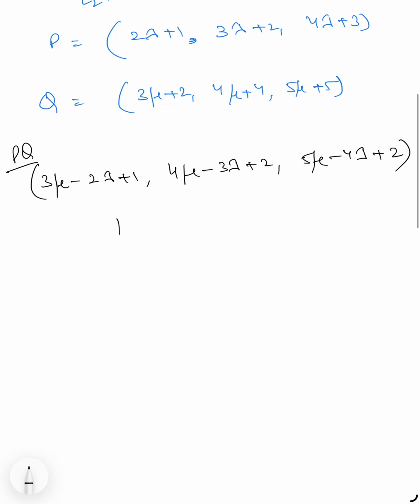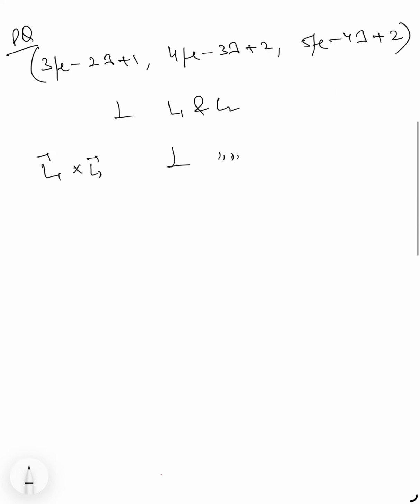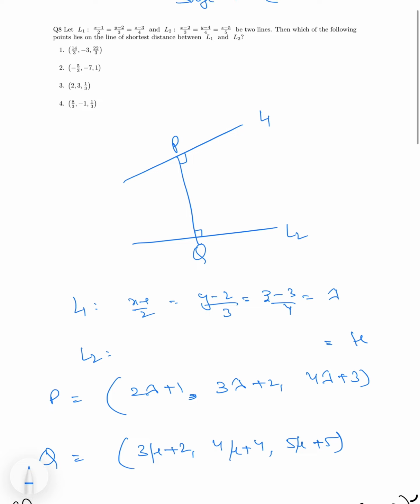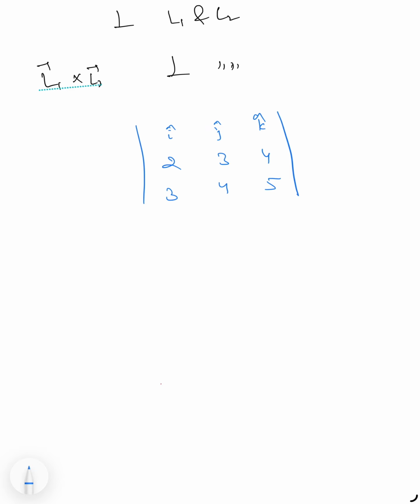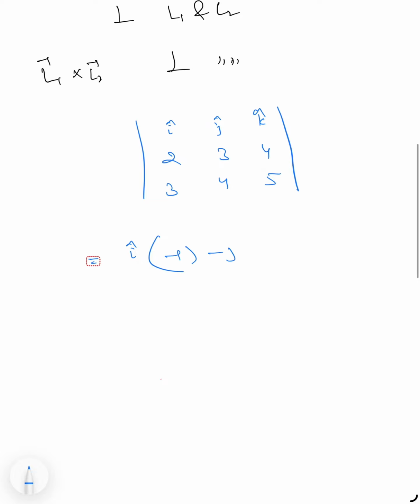This is perpendicular to both L1 and L2, and we also know L1 cross L2 is also perpendicular to both L1 and L2. So if we find L1 cross L2, it's the determinant of i, j, k, the direction ratios of L1 with the direction ratios of L2. Direction ratio of L1 is 2, 3, 4, and direction ratio of L2 is 3, 4, 5. After taking the determinant, I'll get minus i plus 2j minus k.